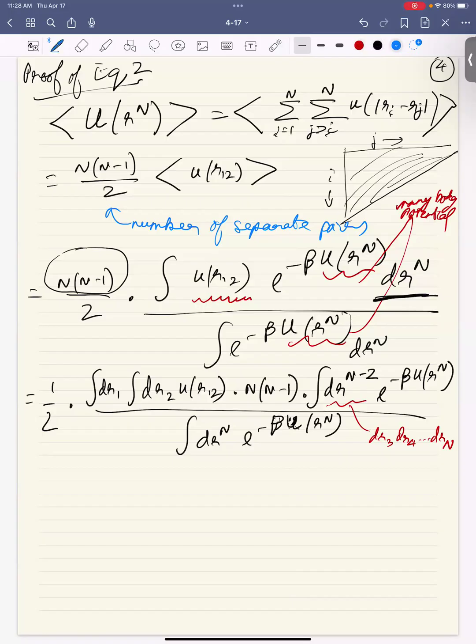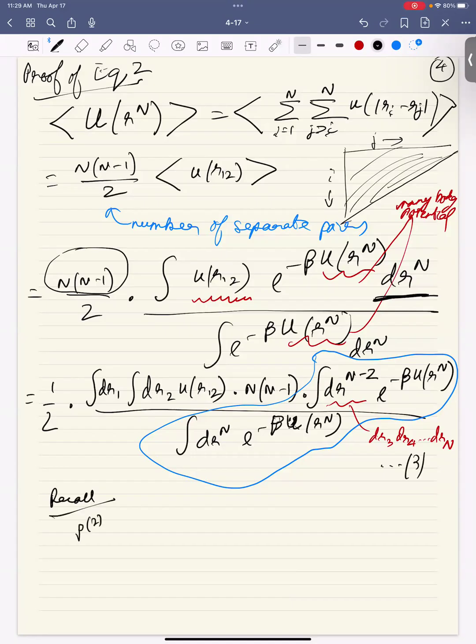Pay attention to this part in blue. This part in blue turns out to be related to something simpler, and we can express this in terms of our rho 2. What's the connection of this with rho 2? Well, what was rho 2? Recall, and let's call this equation 3. So recall that rho 2 of R1, R2. What was the definition of rho 2 of R1, R2? Actually, my blue is a bit wrong. What I am going to do is to also include the n minus 1 in this blue. That will also go inside.